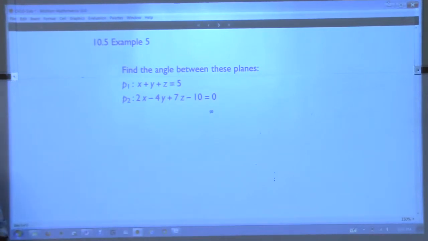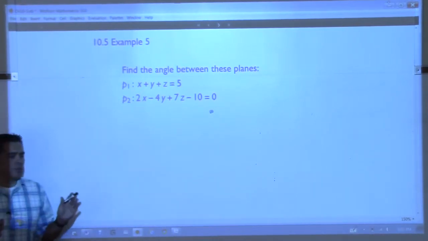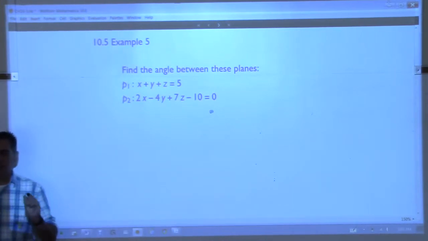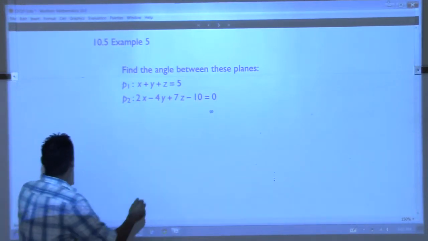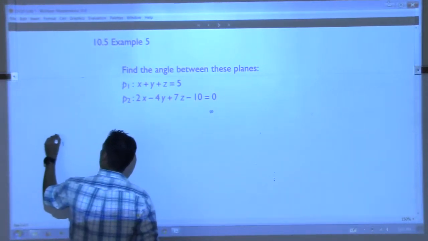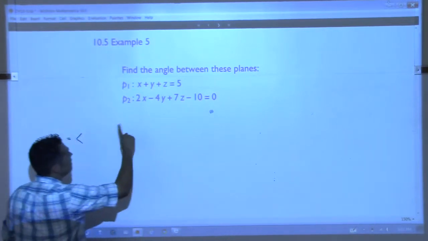Okay? So we first have to agree that the angle between these two planes' normal vectors is equivalent to the angle between the planes themselves. Yes? So as long as we agree with that, then all you have to do is find the angle between the two normal vectors. So what is the normal vector of the first plane? I'm going to call it n1.